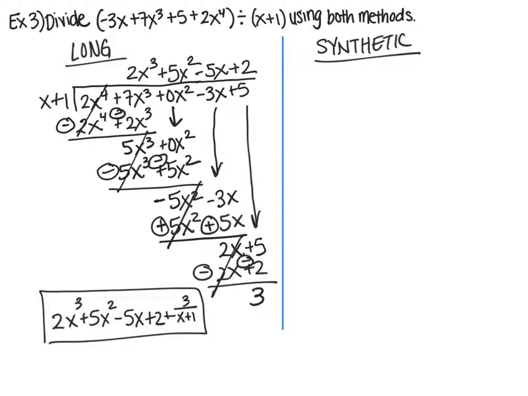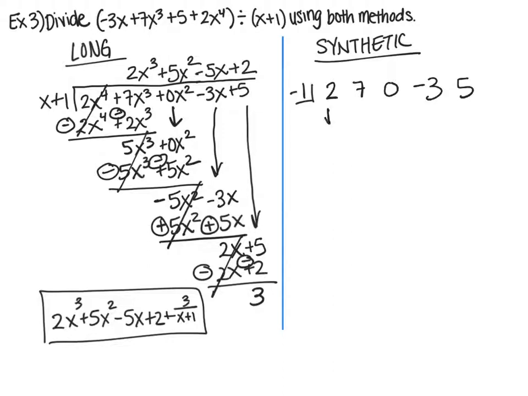So for synthetic division, you are going to look at the x plus 1 to get a negative 1, which is going to go in that little half box. And again, we want all of the coefficients of the dividend to be written out here in descending order, which it currently is not. So the leading coefficient is 2 because of the 2x to the fourth. X cubed is going to have a coefficient of 7. X squared has a coefficient of 0. X has a coefficient of negative 3, and the constant is 5.